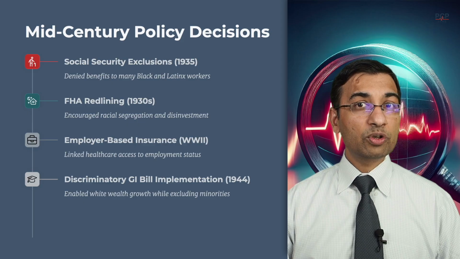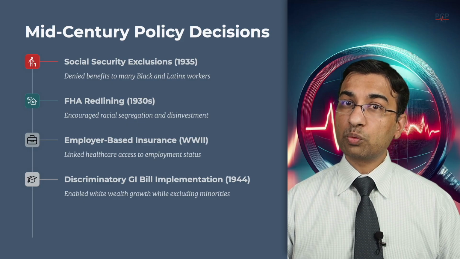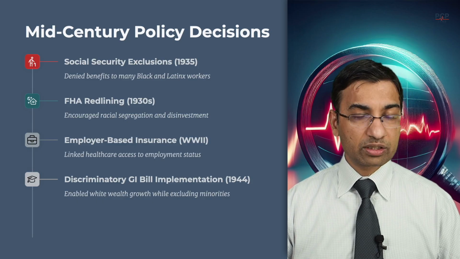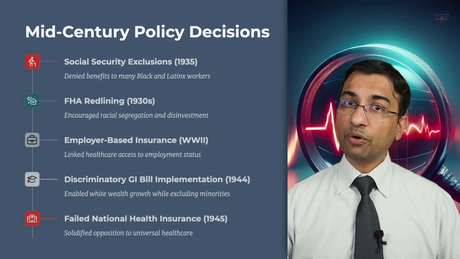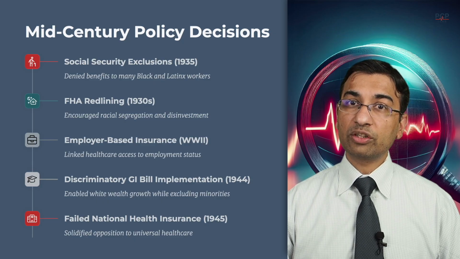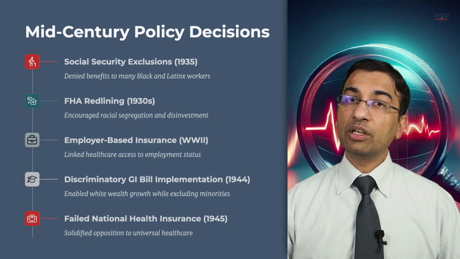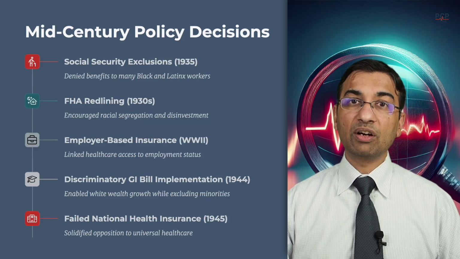The 1944 GI Bill, meant to help veterans readjust to post-war life, in practice enabled white veterans to grow their wealth by getting easier access to education and housing, while excluding minorities. In 1945, the proposal to pass a national health insurance plan failed due to opposition from the American Medical Association, insurance companies, and concerns about government control.